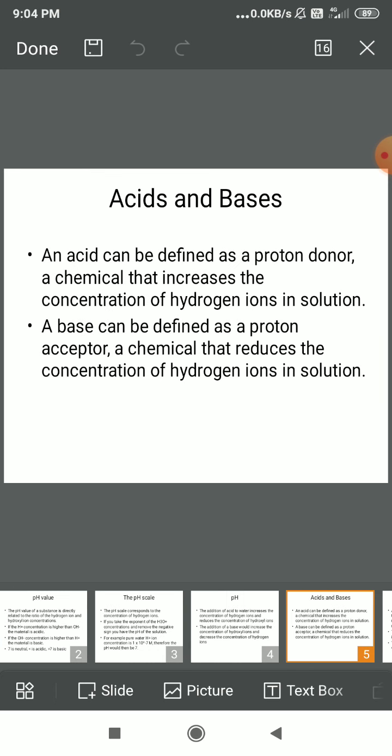Then next point is acids and bases. What effect do acids and bases have on the pH? An acid can be defined as a proton donor, a chemical that increases the concentration of hydrogen ions in the solution. A base can be defined as a proton acceptor, a chemical that reduces the concentration of hydrogen ion in solution.